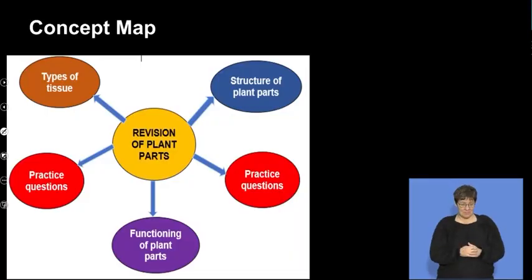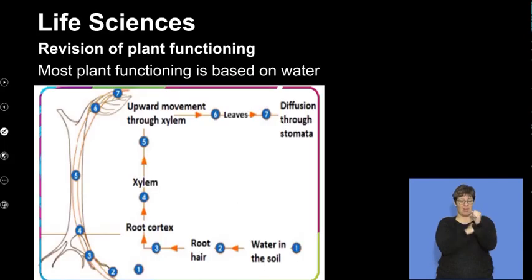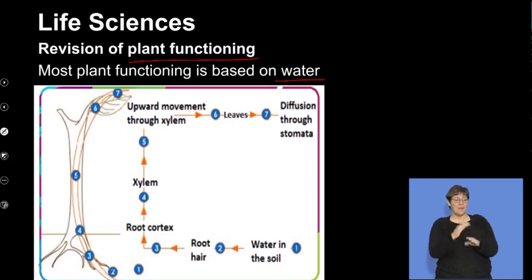Okay, what we've done so far is we've looked at the types of tissue and the structure of the plant parts. And what we're going to be looking at now is linking that to how the different parts of the plant actually function. So we're going to start off by revising plant functioning. And almost everything a plant does is based on water.